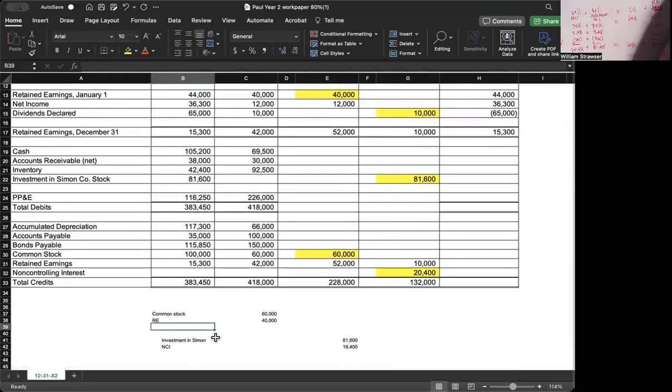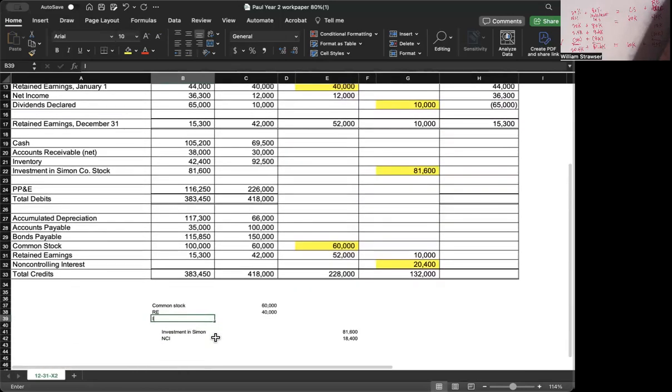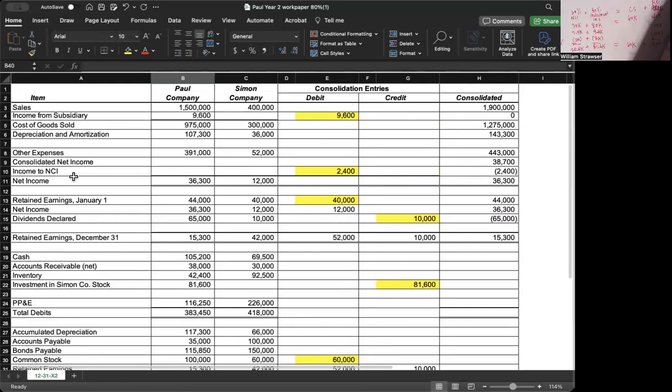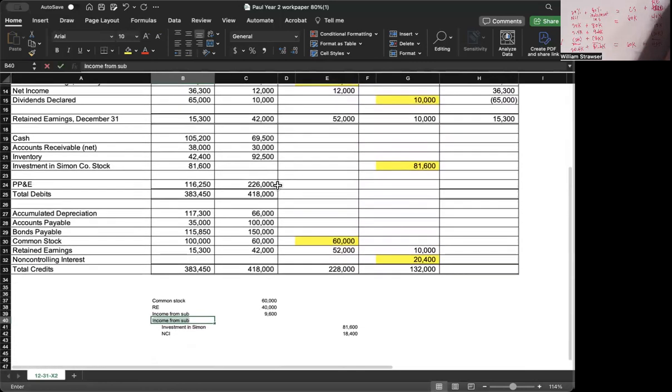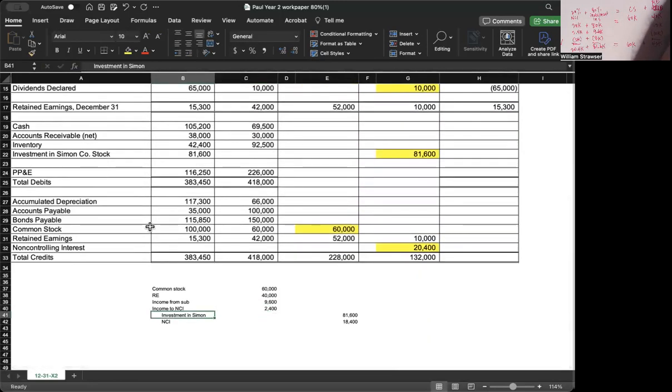So I would come down here and I would debit income from subsidiary for 9,600. I would debit income to NCI for 2,400. And then I need a credit to dividends to get rid of the sub's dividends. And I need one more zero on that.